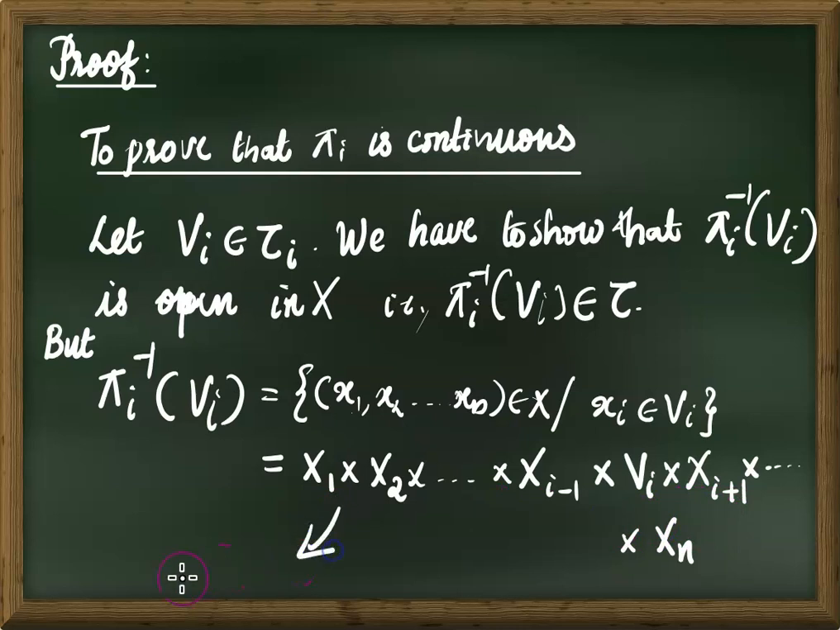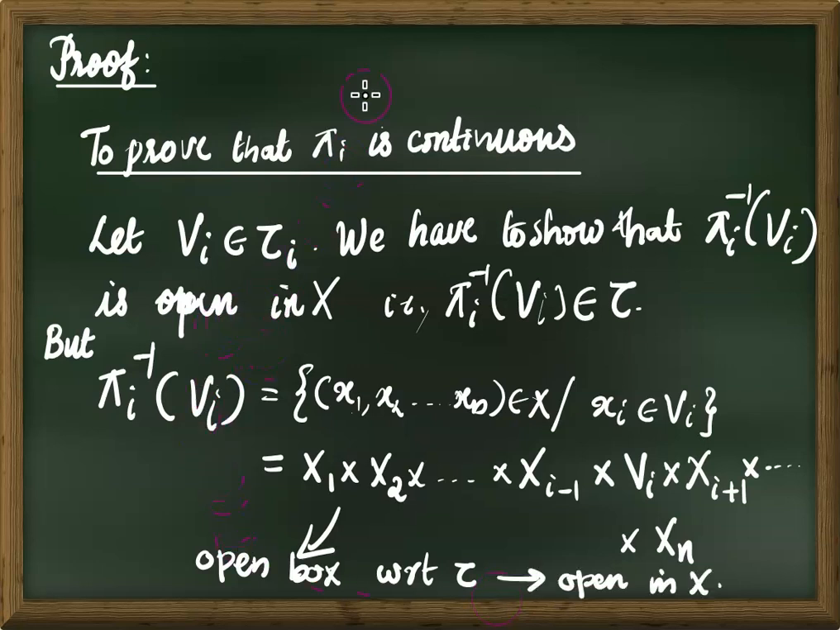Hence, the Cartesian product we wrote here is in fact an open box with respect to the product topology on X, that is tau. So, this is an open set in X. Thus, we have proved that for any open set V_i in X_i, its inverse image pi_i inverse of V_i is open in X. So, as required, we can conclude that pi_i is continuous.